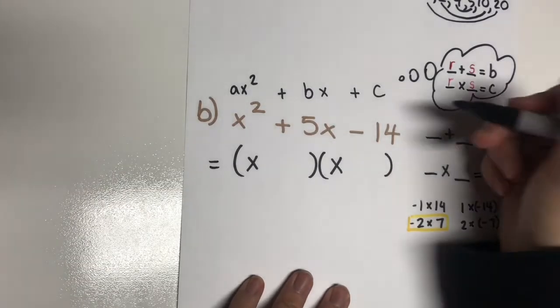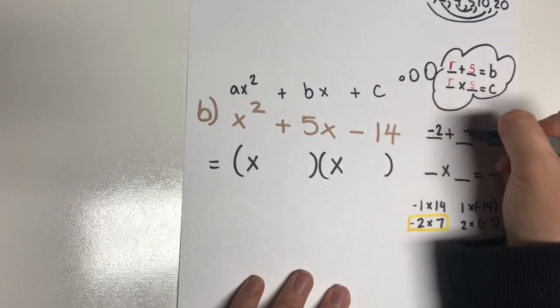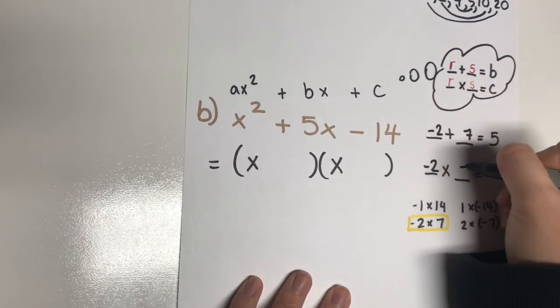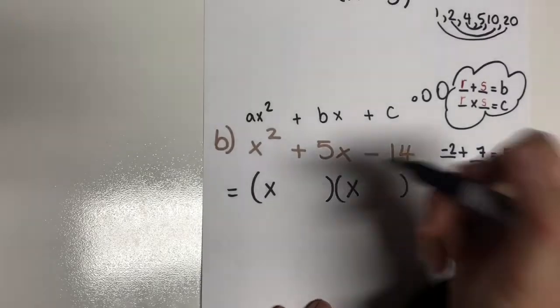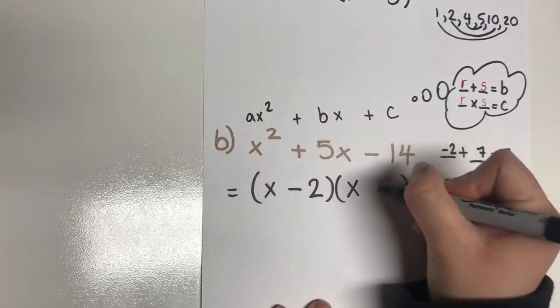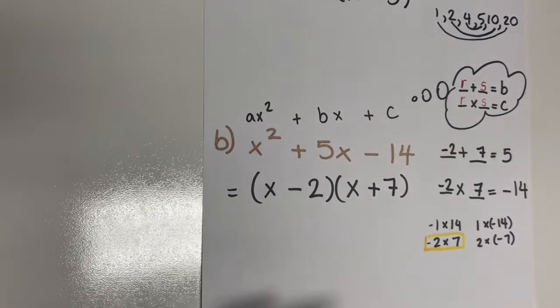That's what I'm multiplying and adding. So -2 and 7, and that's what I'm going to fill in over here. -2, +7.